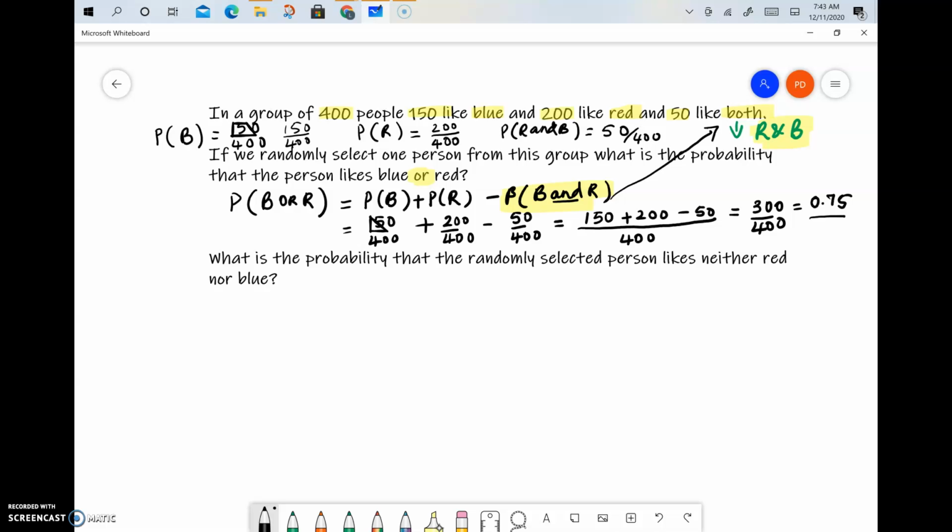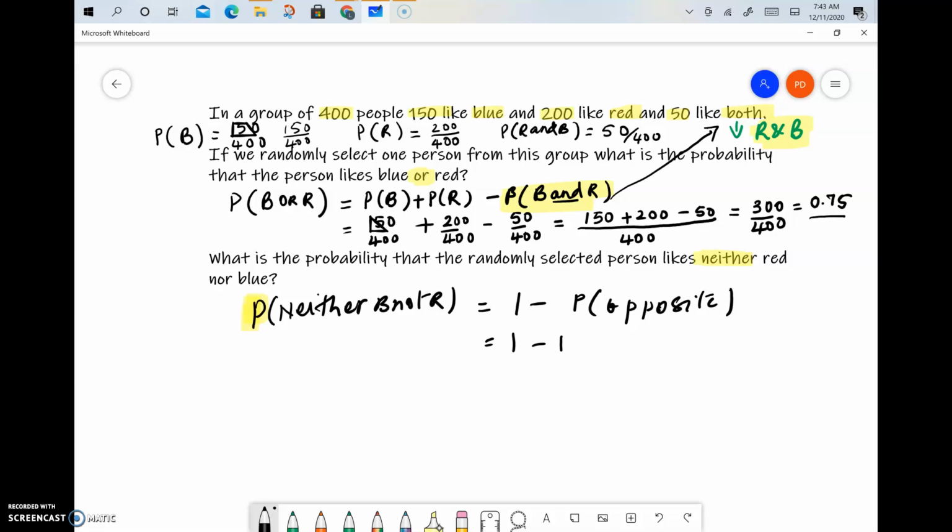Now, the next question says, what is the probability that a randomly chosen person likes neither one of the two colors? So, does not like red and does not like blue. But since we've already calculated the probability of, let's say, neither blue nor red is 1 minus the probability of the opposite, which is equal to 1 minus the probability of blue or red.